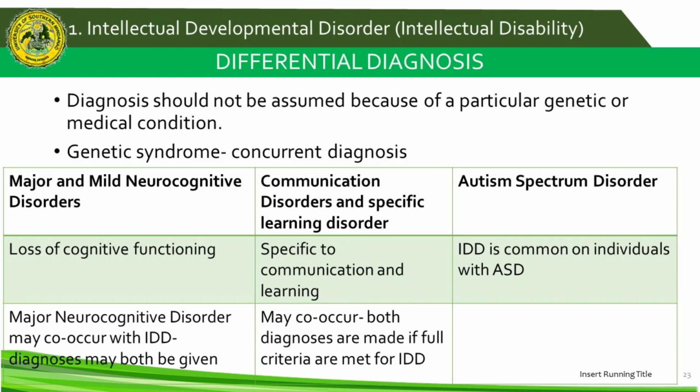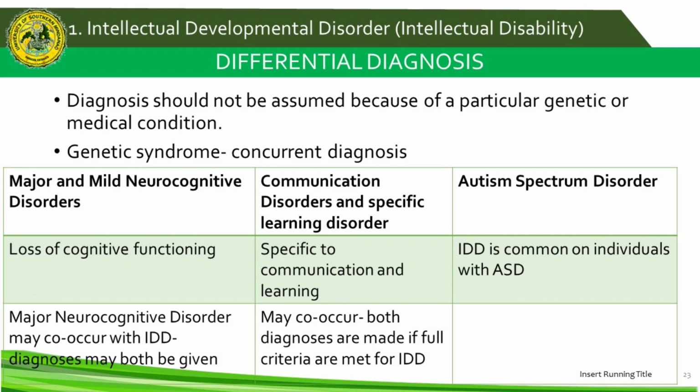Next, we have the communication disorders and specific learning disorder. So these disorders are specific to communication and learning. They also may co-occur if full criteria are met for the two disorders and both diagnoses are made. So for autism spectrum disorder naman, intellectual developmental disorder is common in individuals with autism spectrum disorder. So appropriate assessment of intellectual functioning in autism spectrum disorder is essential with reassessment across the developmental period because IQ scores in autism spectrum disorder may be unstable, particularly in early childhood.